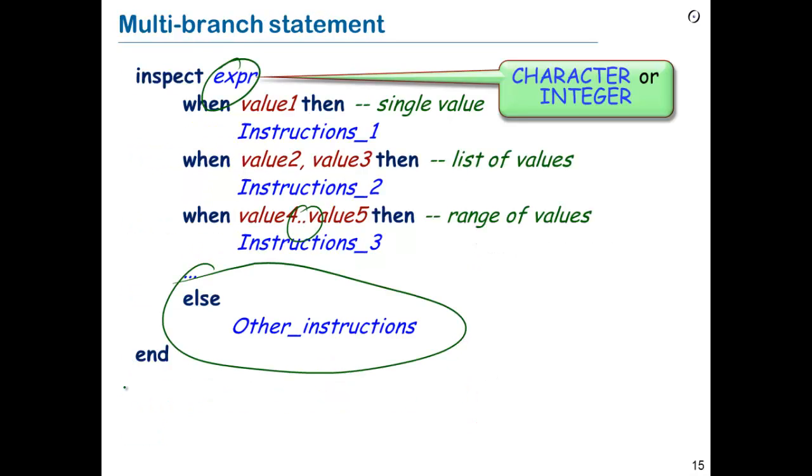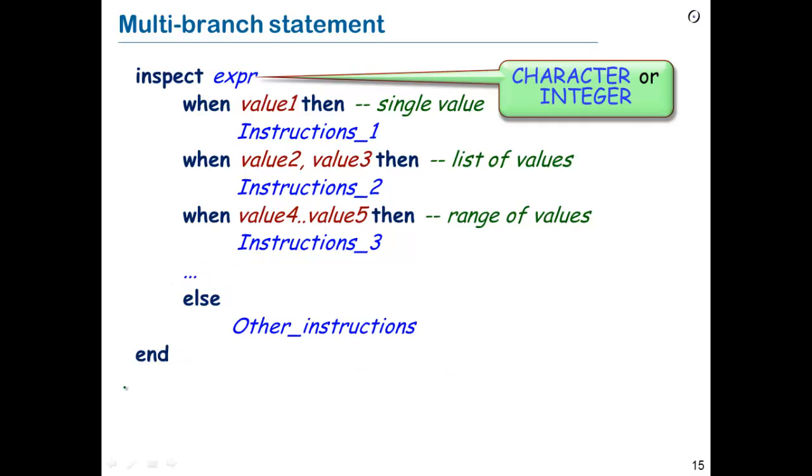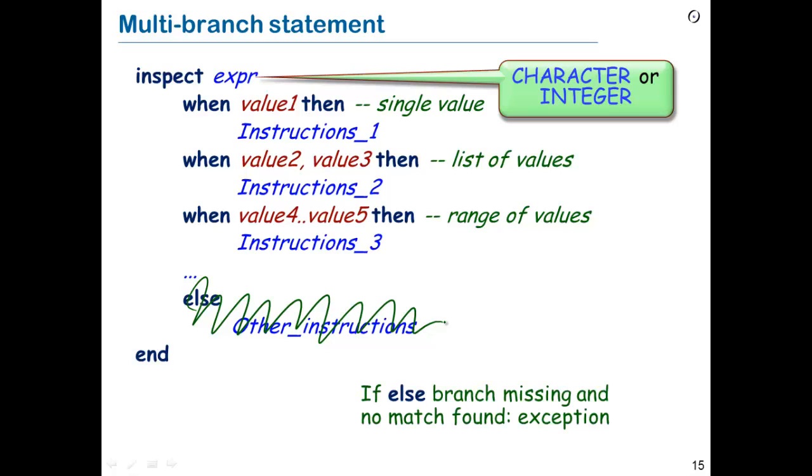The multi-branch is different, because the multi-branch says I absolutely want one of the values. And if I accept that the value of the expression could be something other than value 1, value 2, and the values in the interval here, then I can always write else nothing. It's always possible to have an empty compound. But if I don't have an else, and none of the values match, then it's going to produce an error. It's not technically called an error, it's called an exception.